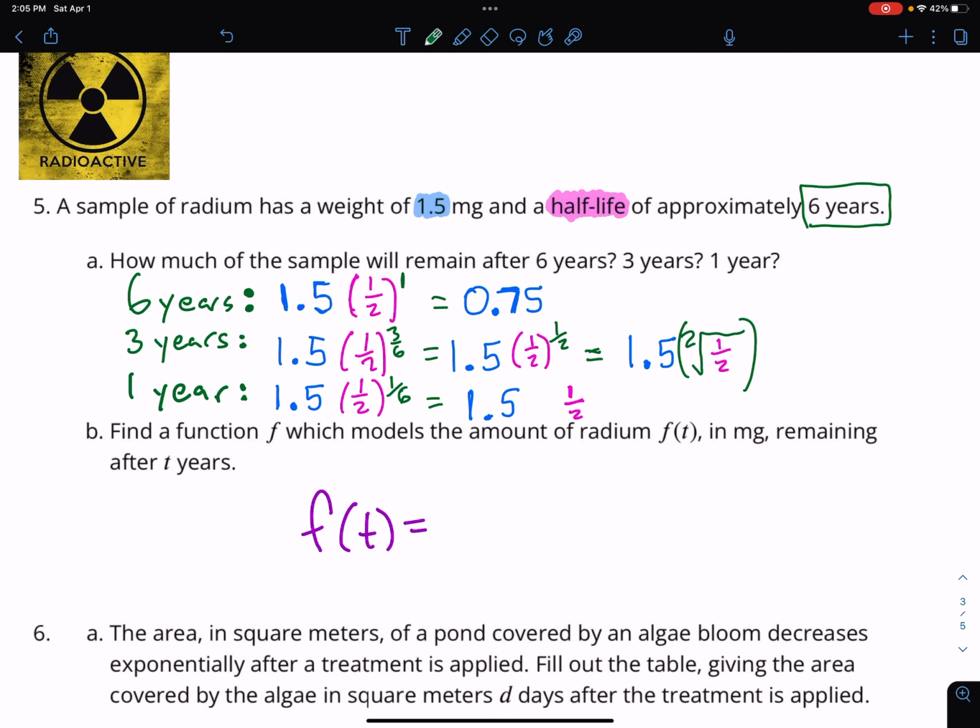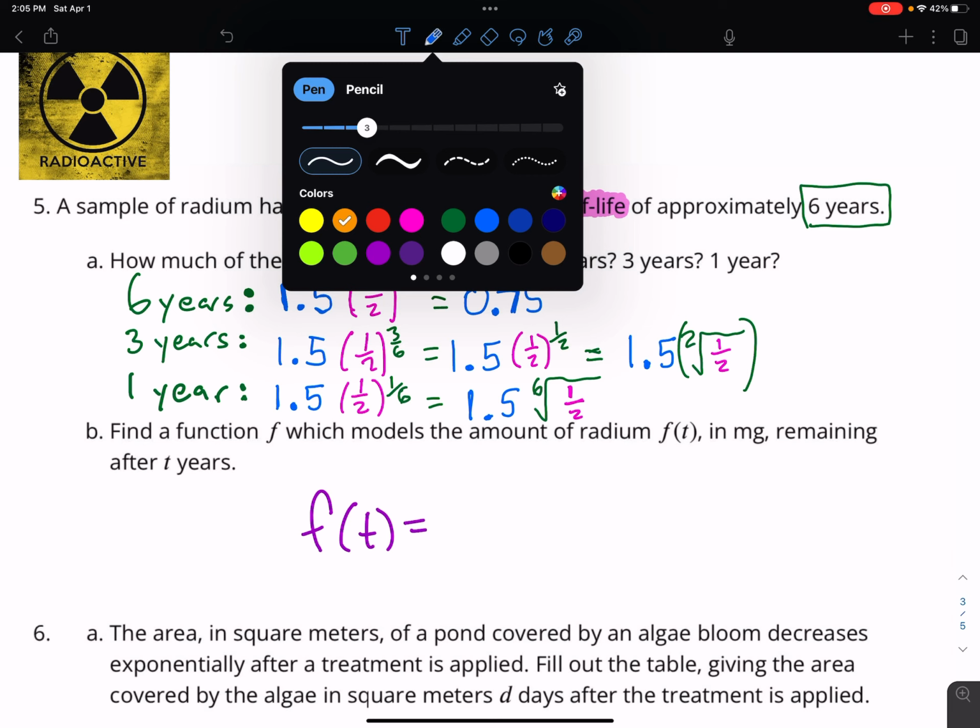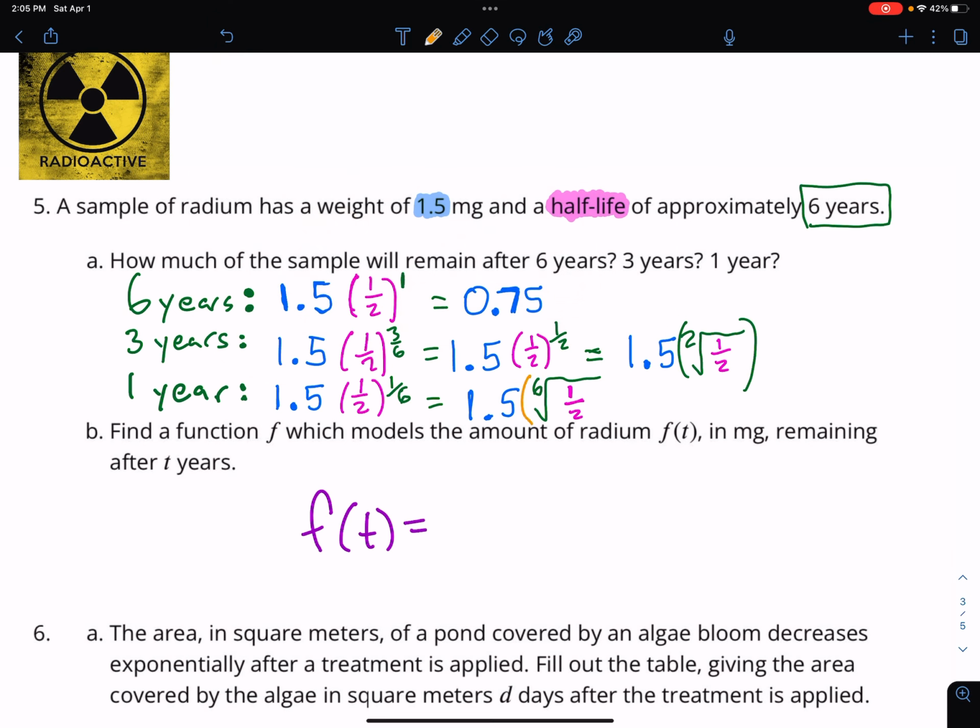And what's going to happen with this radical? How do we write 1/6 in radical form? Guess what? It's the 6th root. I think we're all getting good at this by now, hopefully. We need to make sure we remember this is getting multiplied. It's 1.5 times the 6th root of 1/2.